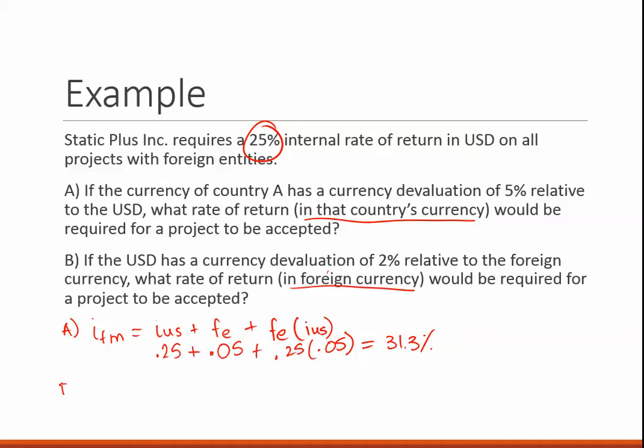In the second case, it's the same formula, but in this case, we're going to have a negative FE. So we're going to have 0.25 plus, since this foreign currency is gaining against the dollar, negative 0.02, plus 0.25 times negative 0.02, and this is equal to approximately 22.5%. So this is the rate that would be required for this project to be accepted in the foreign currency.